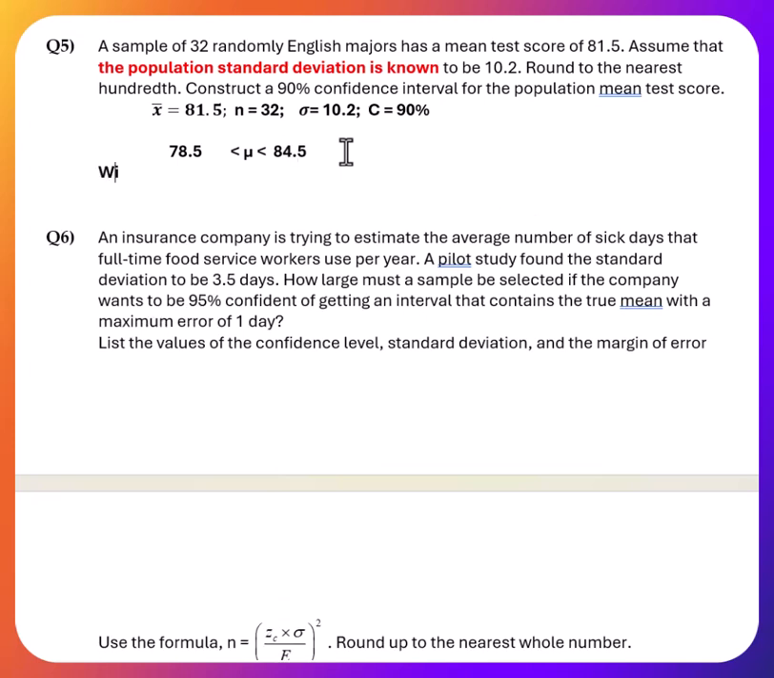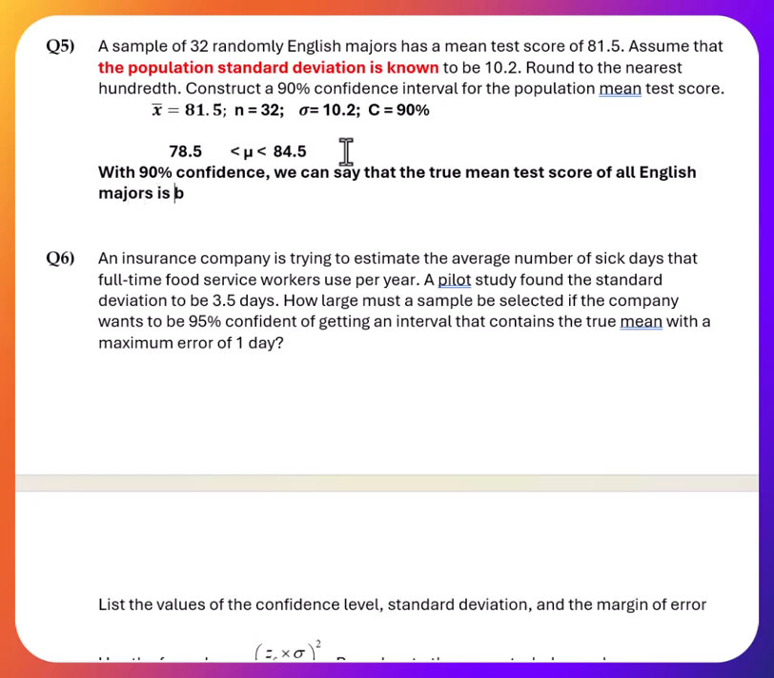How do you interpret this answer? With 90% confidence, we can say that the true mean test score of all English majors is between 78.5 and 84.5.